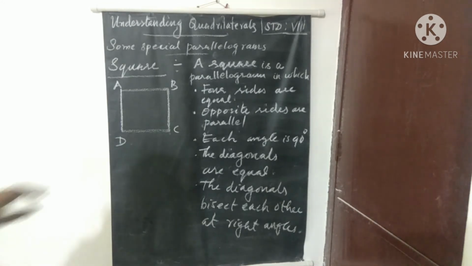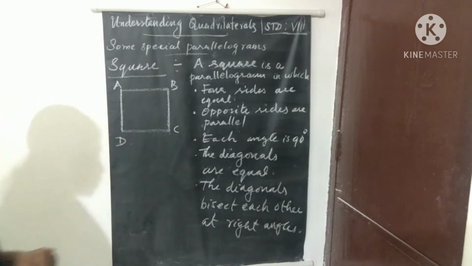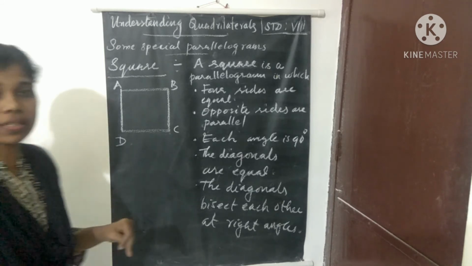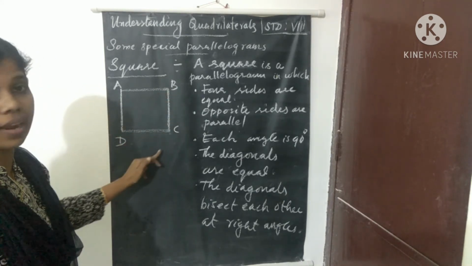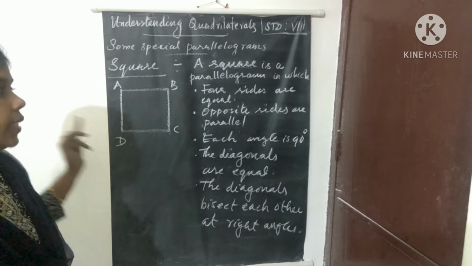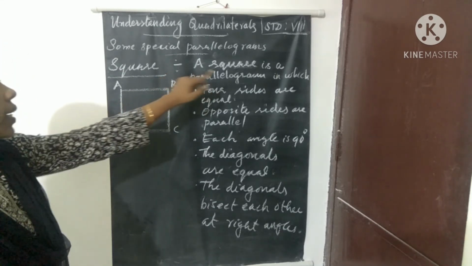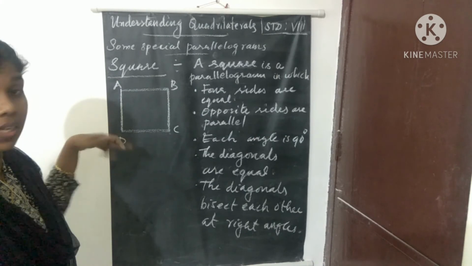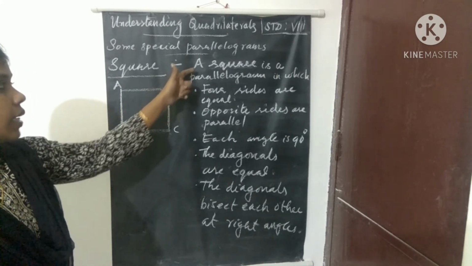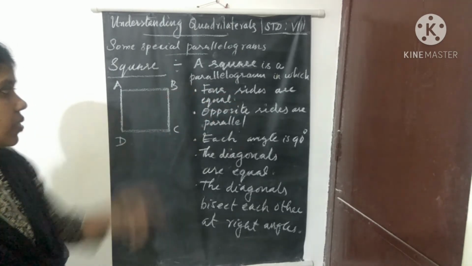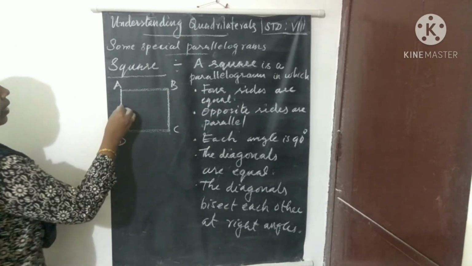Next special type of parallelogram: the square. Do you all know what is the speciality of a square? Each side is equal in length. Yes, a square is a parallelogram. Why is it a parallelogram? Opposite sides are parallel. A square is a parallelogram in which all four sides are equal.